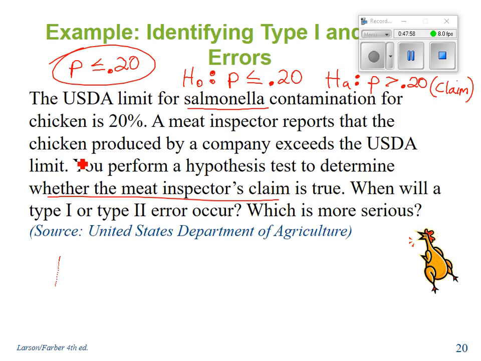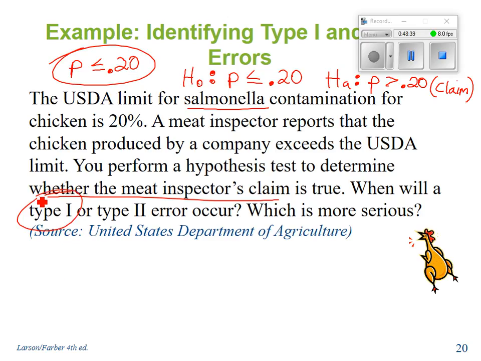If we say we reject the fact that it's less than 20%, are we hurting the people who are buying the chicken, or are we hurting the company that sells the chicken? If we're saying we don't believe that it's got less than 20% salmonella, we're hurting the company. We're going to make them throw away a bunch of chicken, and then we're going to find out the chicken was okay. So that's a type 1 error. We hurt the company if we do a type 1 error in this case.